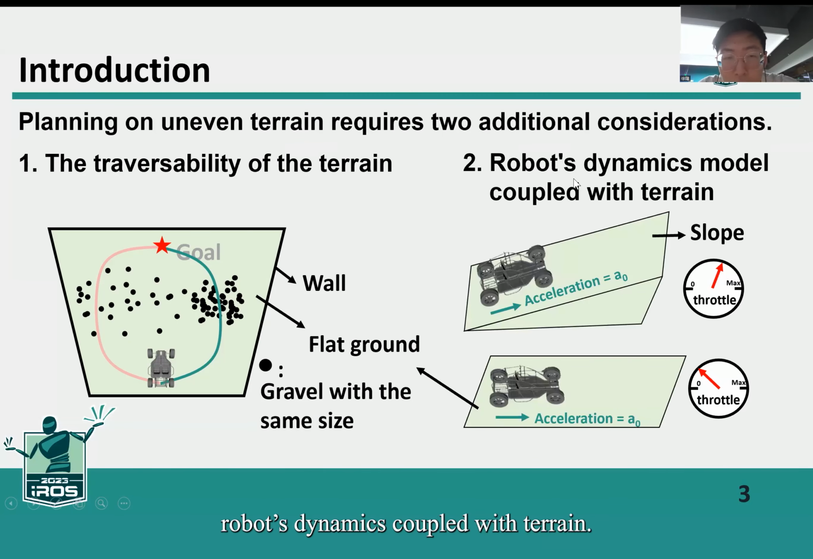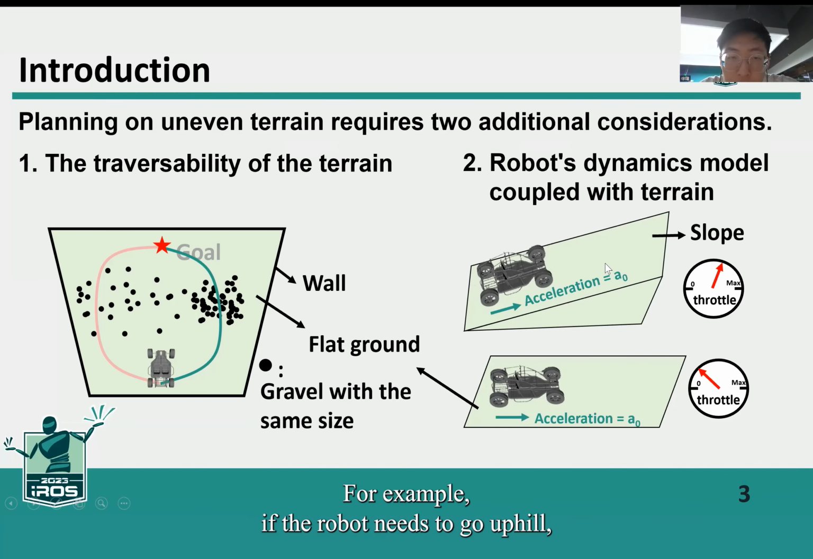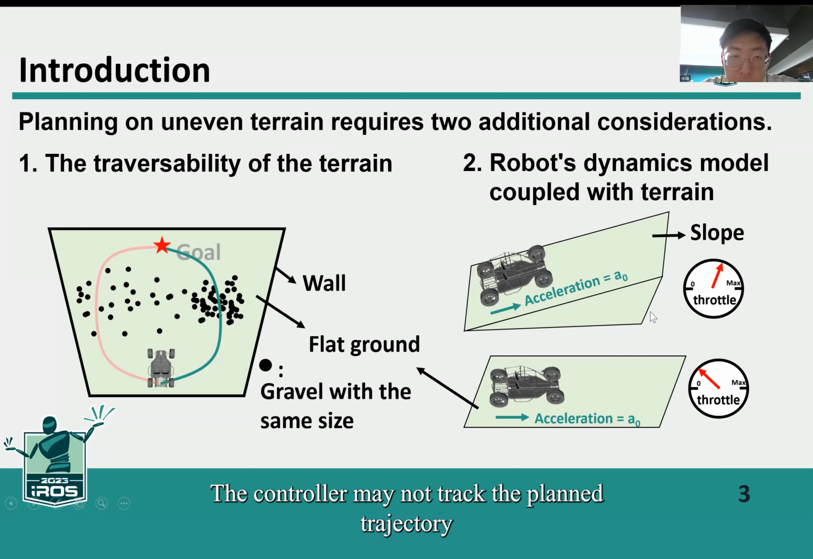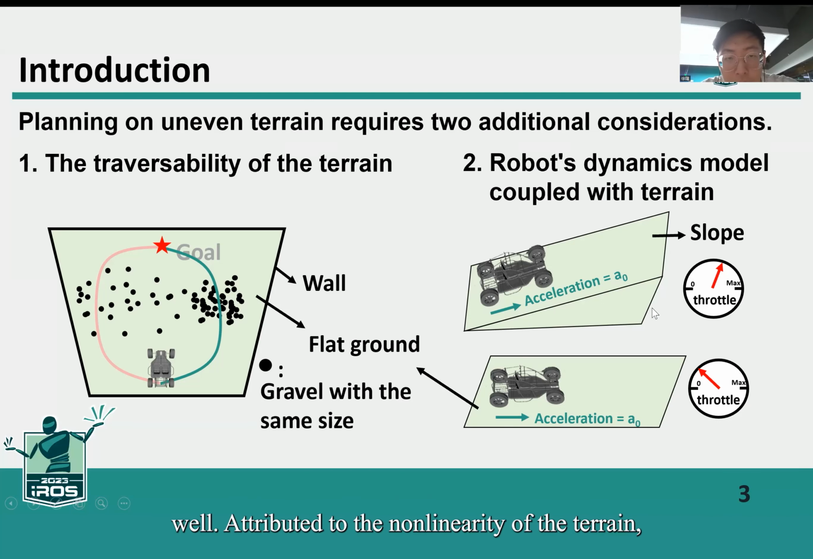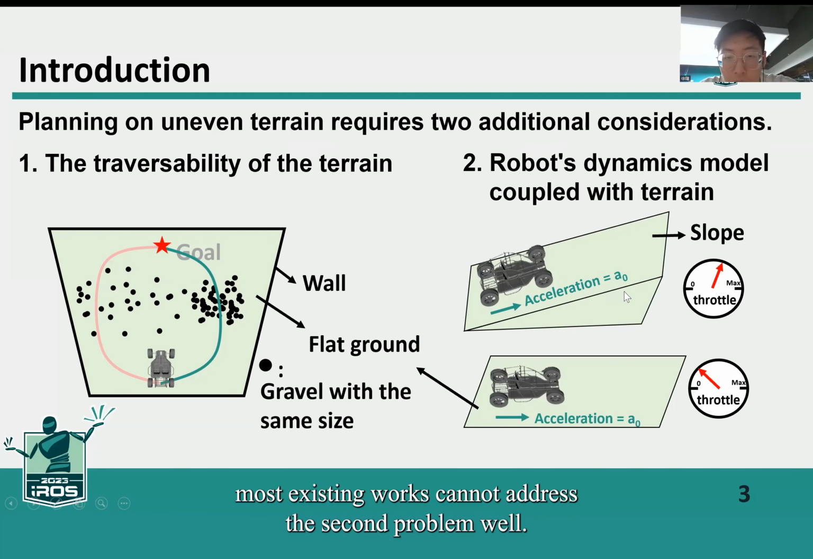The other is the robot's dynamics model coupled with terrain. For example, if the robot needs to go up here, it may need more throttle to overcome gravity. If this is not considered in planning, the controller may not track the planned trajectory well. Attributed to the nonlinearity of the terrain and the high-dimensional robot space, most existing works cannot address the second problem well.